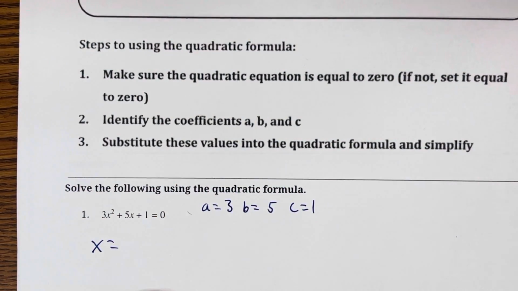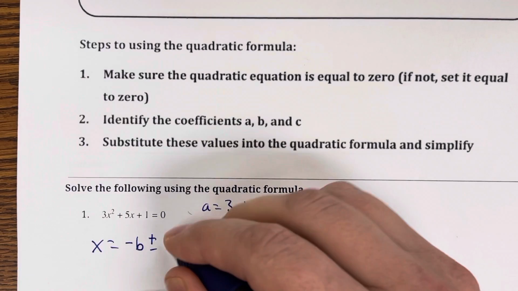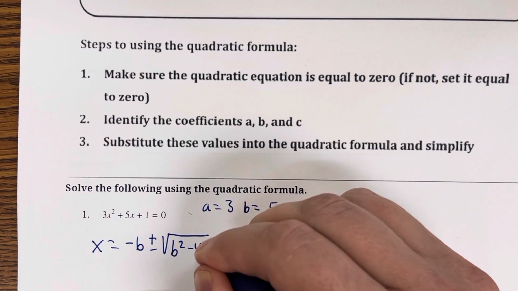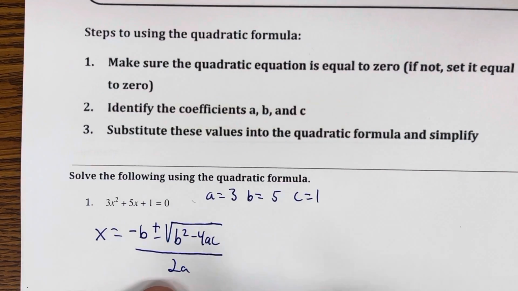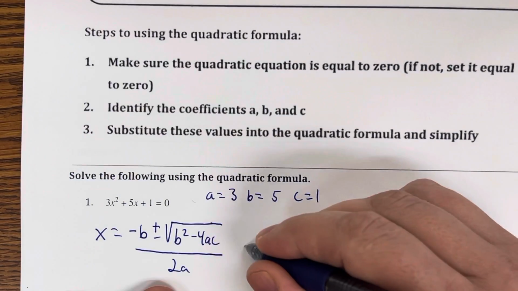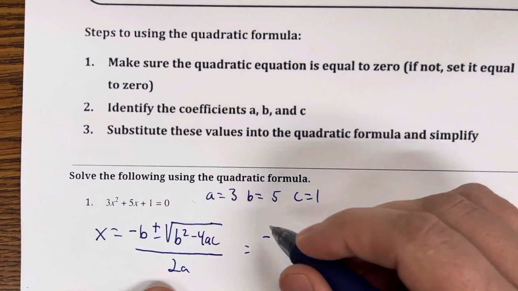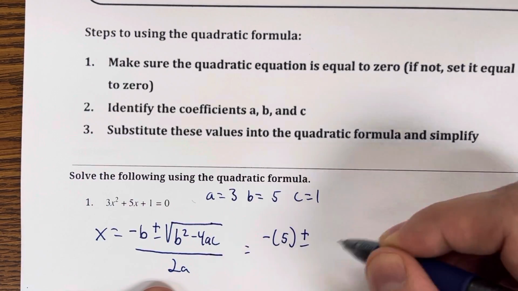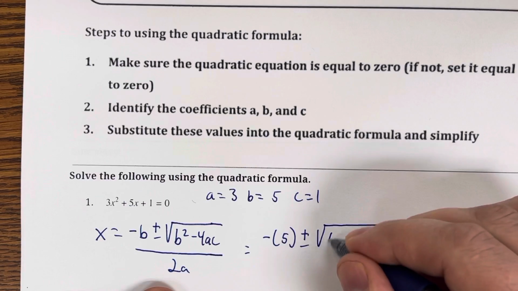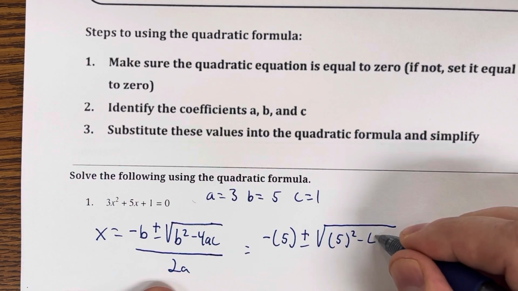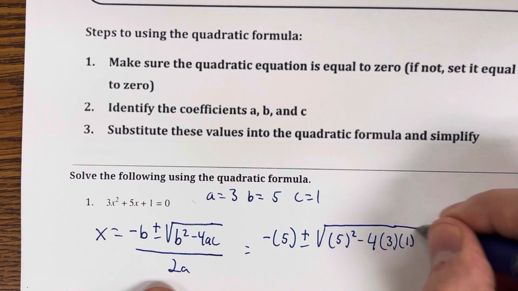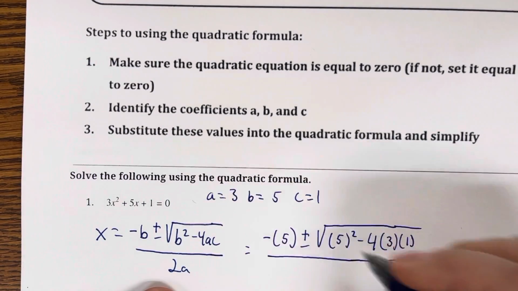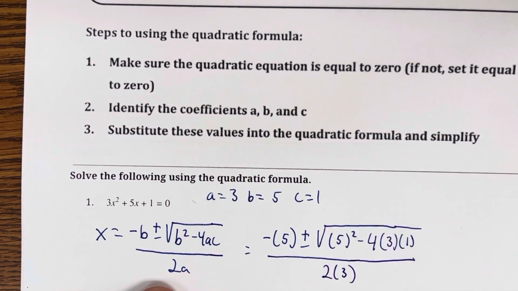So I'm going to write the formula down. Writing this down the first 5 or 6 times that you use it will help you memorize it. So x equals negative b plus or minus square root b squared minus 4ac, all that's under it, divided by 2a. So now when I plug this in, we have to use parentheses. So I have a negative 5 goes in for b, plus or minus the square root of b squared, so that's 5 squared, minus 4 times a, which is 3, times c, which is 1. All divided by 2 times 3, 2a.